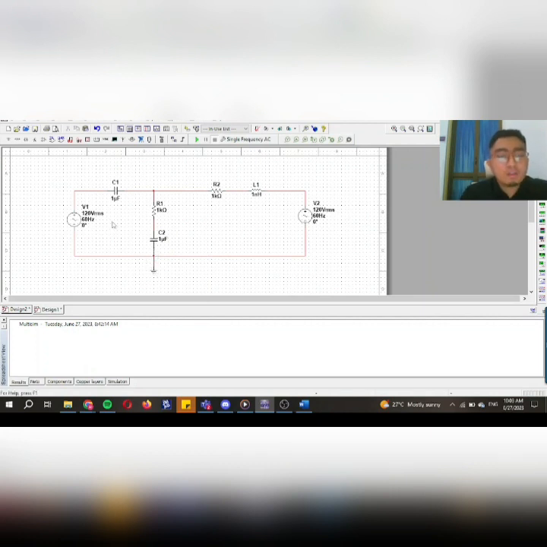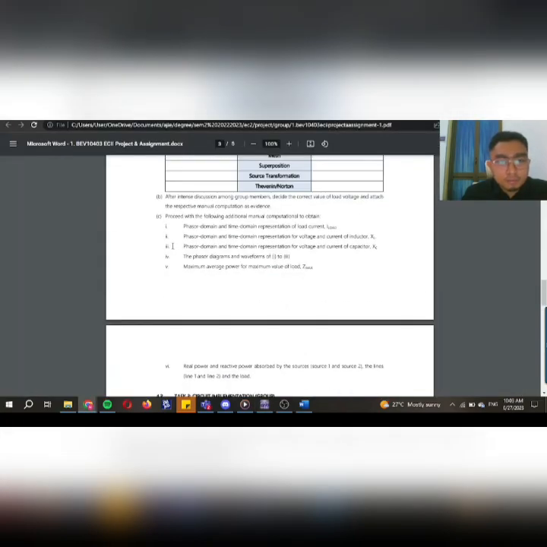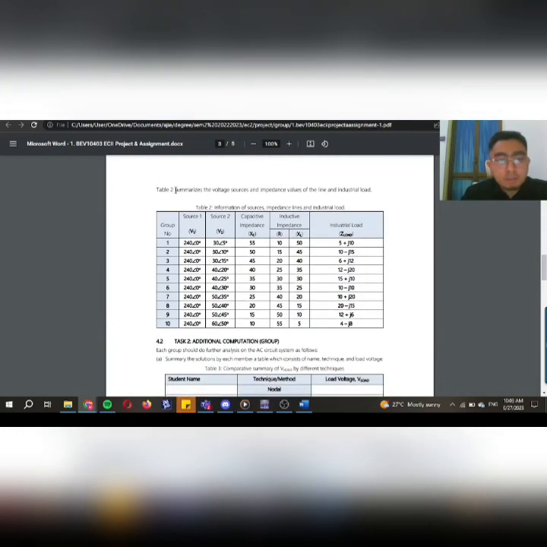Okay, so after making the connections of the components, secondly, we need to make sure the values we inserted in the circuit are correct based on the table provided to us. As you can see, this is the table provided to us, which is table 2, information of sources, impedance lines, and industrial load. So for our group, which is group 2, we need to use these given values: 240 with 0 degree, 30 with 10 degree, and so on. We will use these values in our circuit after this.